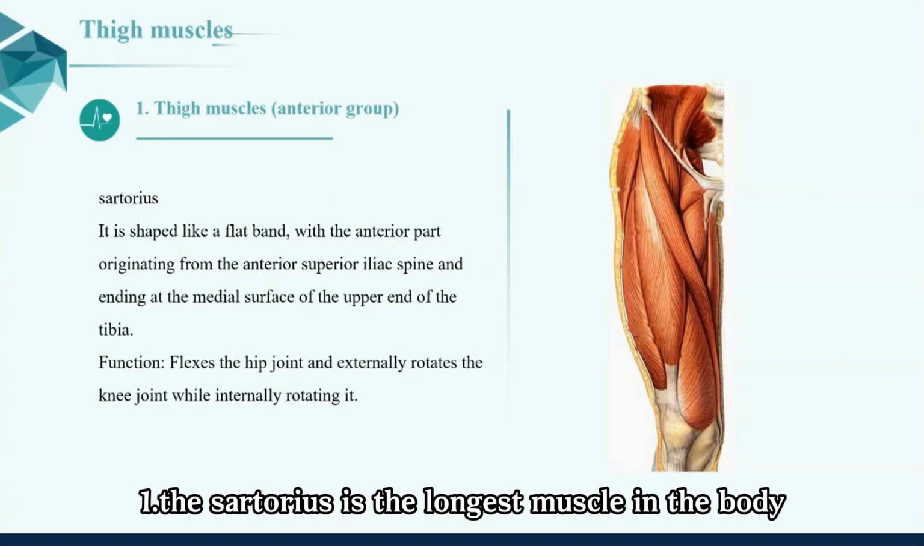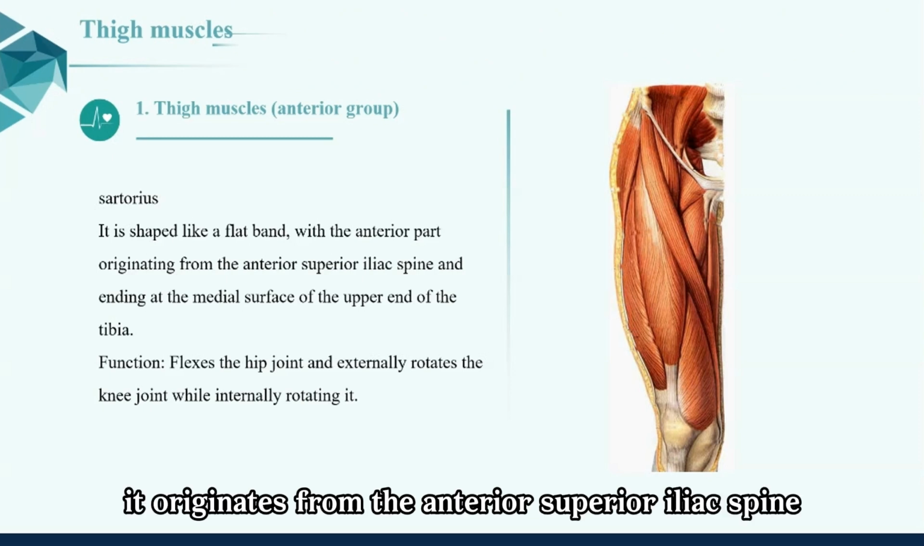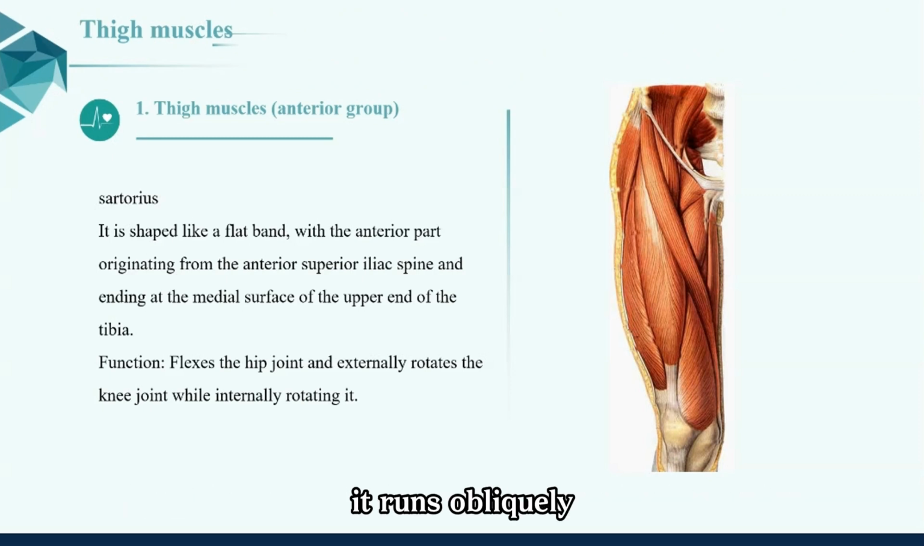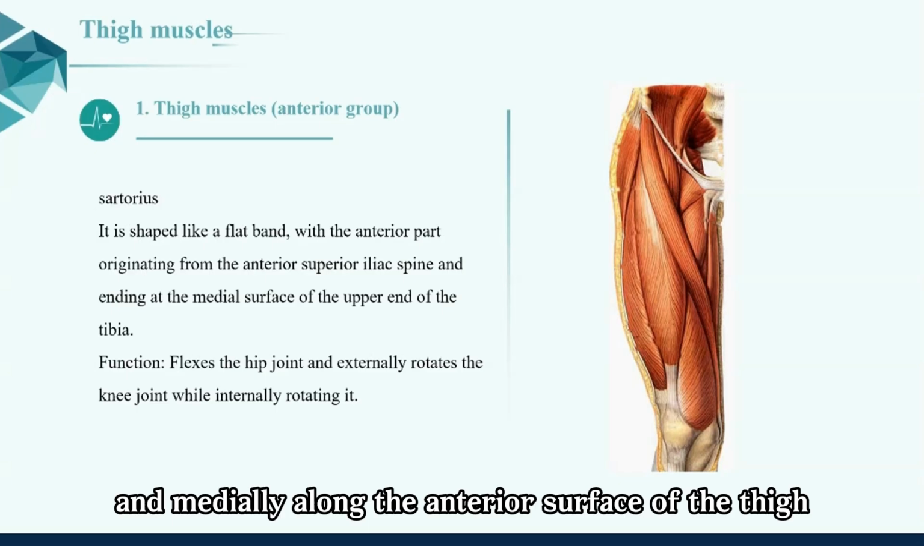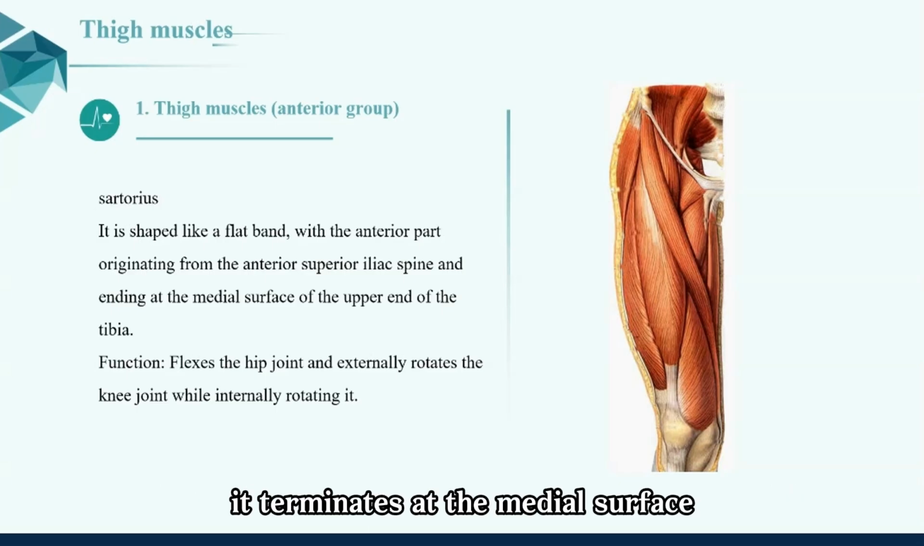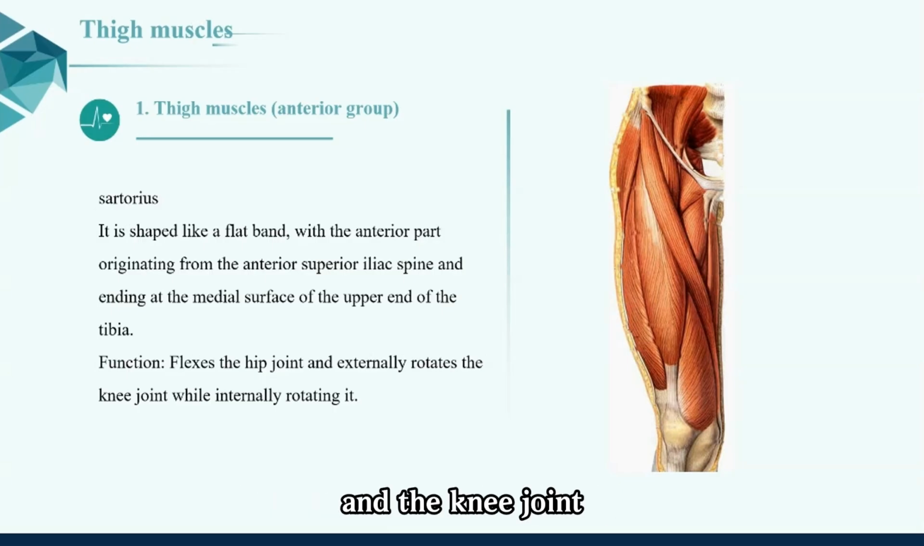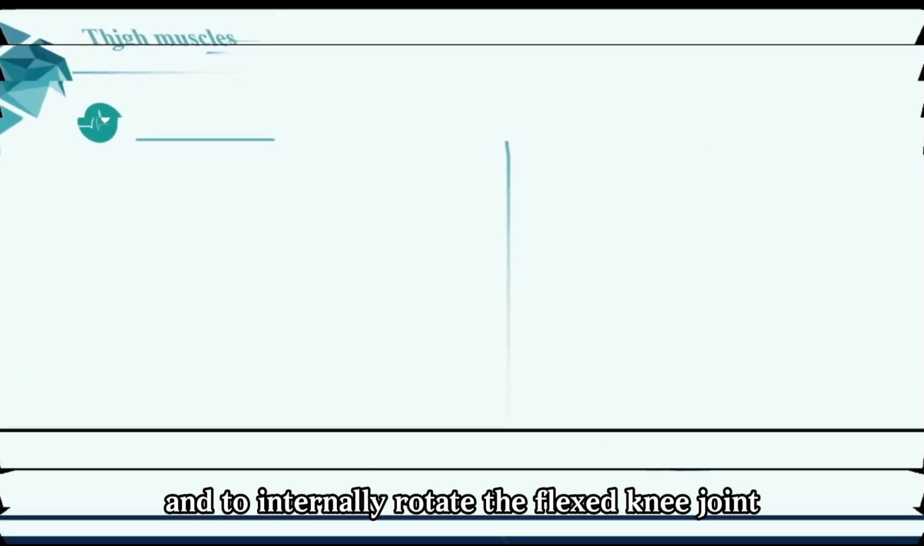1. The sartorius is the longest muscle in the body. It is shaped like a flat band. It originates from the anterior superior iliac spine. It runs obliquely downward and medially along the anterior surface of the thigh. It terminates at the medial surface of the upper end of the tibia. Its function is to flex the hip joint and the knee joint, and to internally rotate the flexed knee joint.